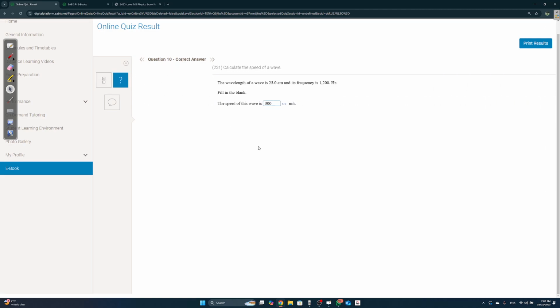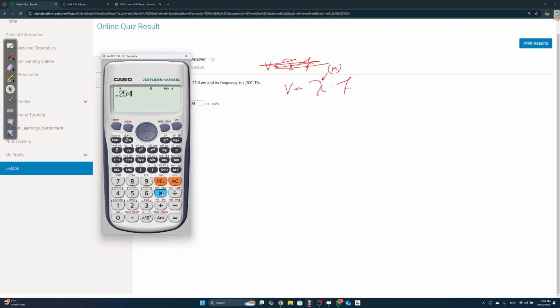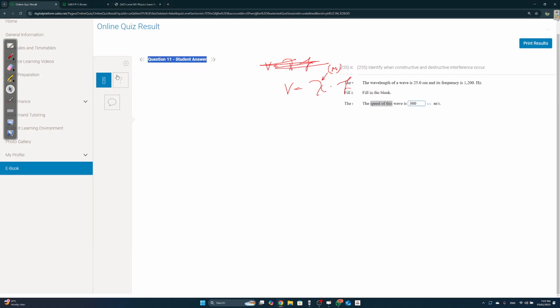Okay, question 10. The wavelength of the wave is 25 centimeters and its frequency is 1200. What's the speed? Speed is equal to, v equals lambda times f. Lambda has to be in meters, so I don't work with 25, I only work with 0.25 times the frequency 1200. You get 300. Question 11.